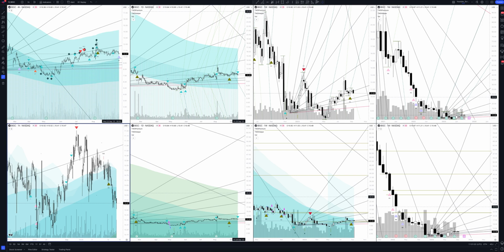We'll take a look at BigCommerce Holdings stocks. Let's analyze the market situation and find out how you can make money on it. Let's start.